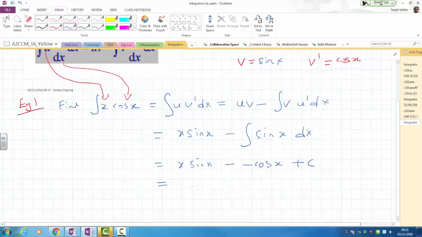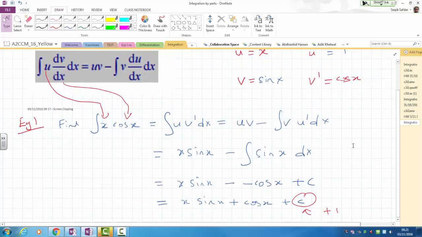Let's just write that up. So x sine x plus cos x plus the c. Don't forget that constant of integration, okay, which is 1 mark, because there's no limits. Right. Do you understand how that works? And more importantly, do you understand how easy it is just to make that odd mistake? Okay, it's very easy to do it.